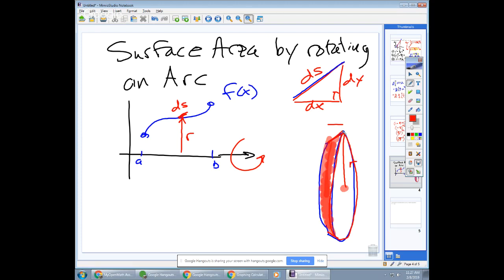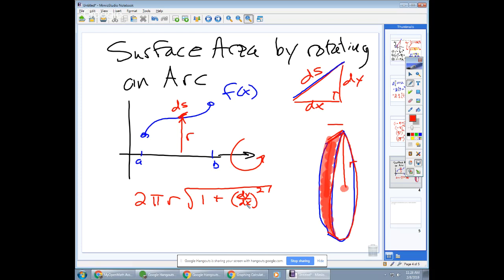So the things that give me that paint are going to be 2 pi times my radius. That's going to give me my circumference. And then to turn that circumference into a cone, I need that slant length. Well, we calculated that slant length to be the square root of 1 plus the square of what? f prime, or dy dx. I'm going to call it dy dx here for fun.